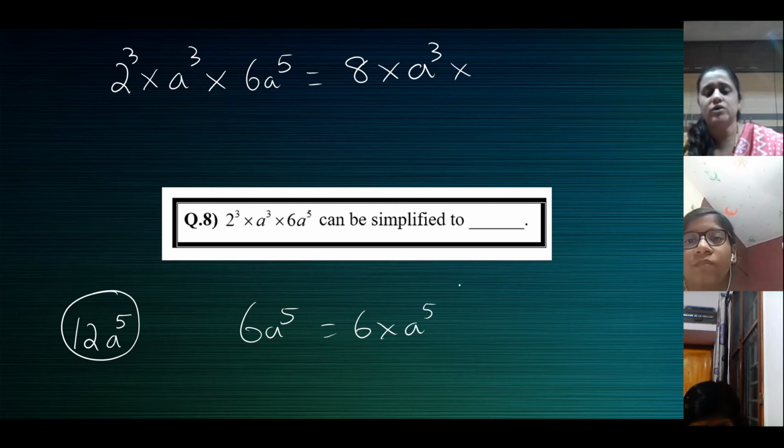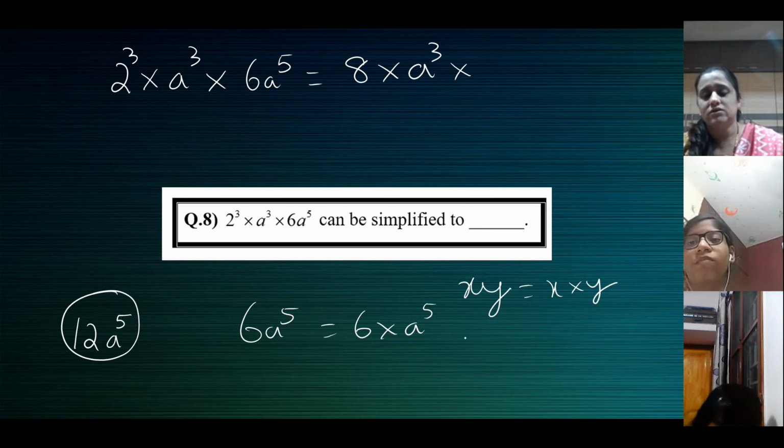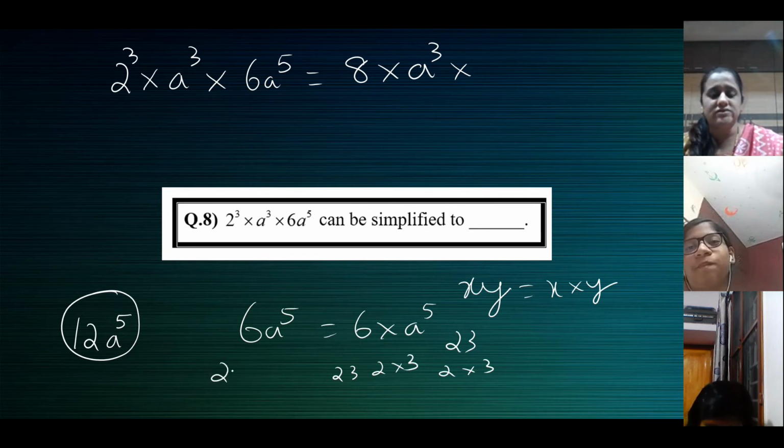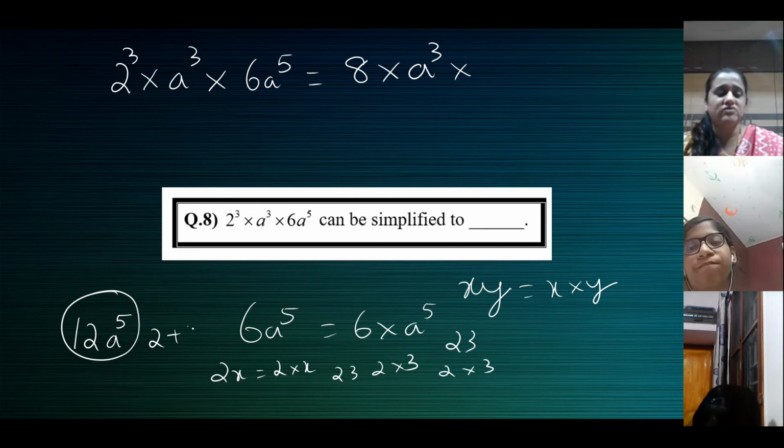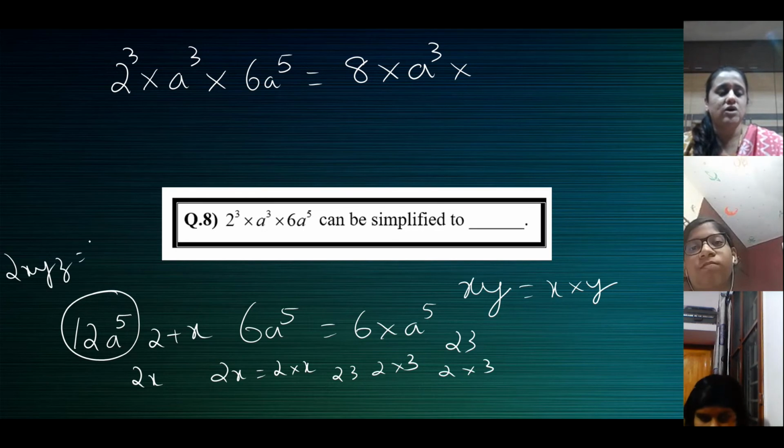See, what do you mean by xy in algebra? X into y. 23 is not 2 into 3, you know that. 23 does not mean 2 into 3. But 2x means 2 into x. 2 plus x is 2 plus x. 2x means 2 into x. 2xyz means what? 2 into x into y into z.